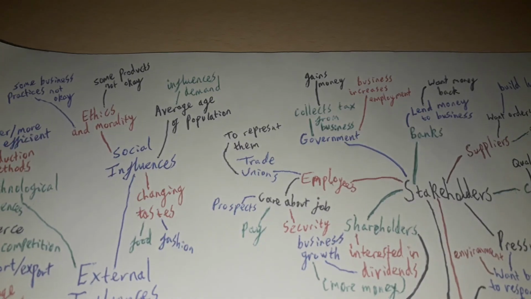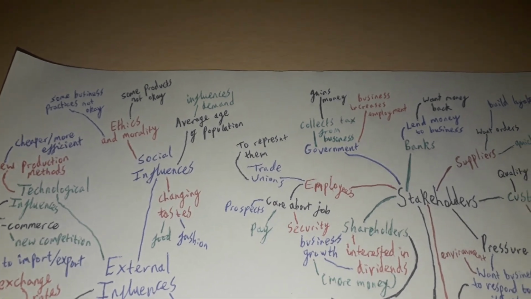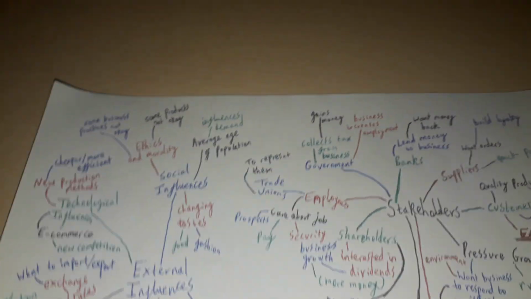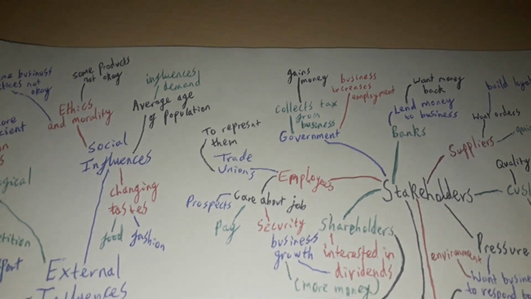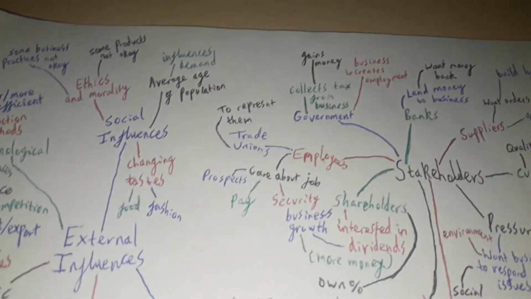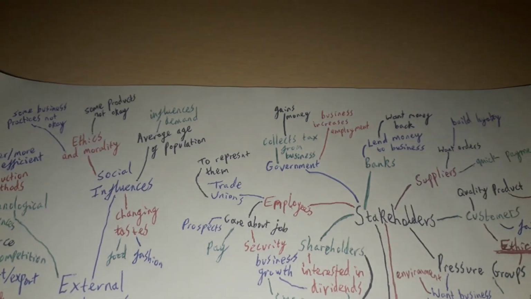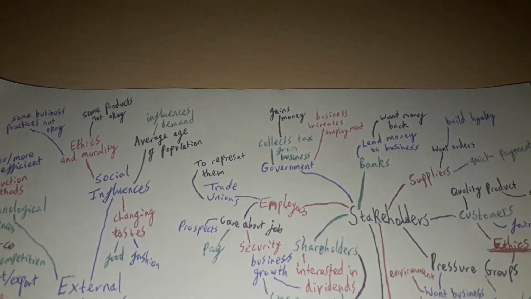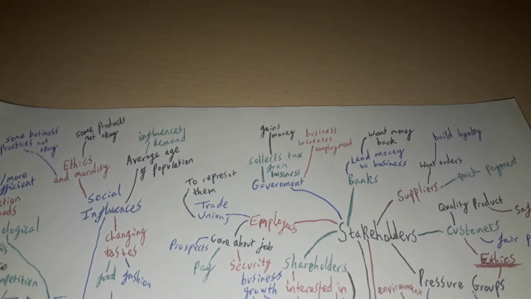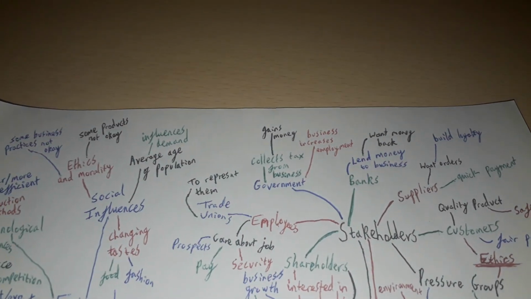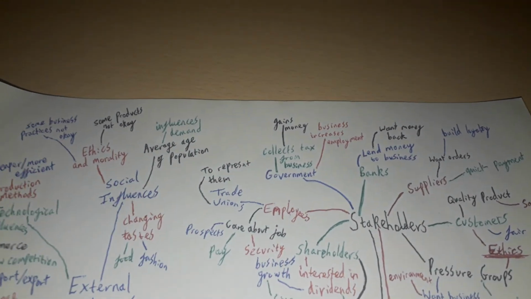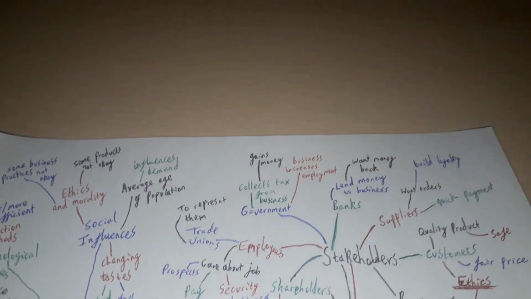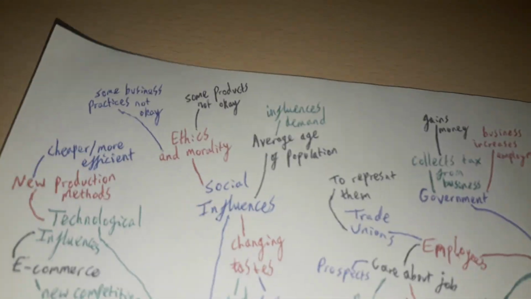So next, let's look at social influences. So this is a link to things like changing tastes. So if people change what food they like or what fashion they like, what's old won't sell as well. Also, as the average age of the population changes, so it's increasing at the minute, which means it influences demands for certain products. So people of certain ages are more likely to buy certain things. They have different tastes, I guess you could say.